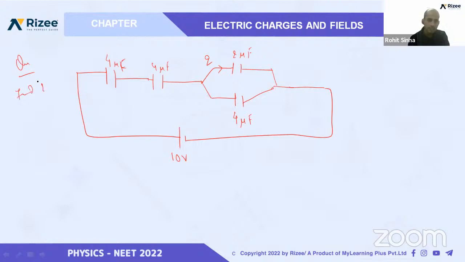Find Q. Can you try? I give you 30 seconds. Try this question. After solving this type of question, the capacitor chapter will be very easy for us. Take your time. Find C equivalent first, and after that, you can find your charge. Okay. Try this once.